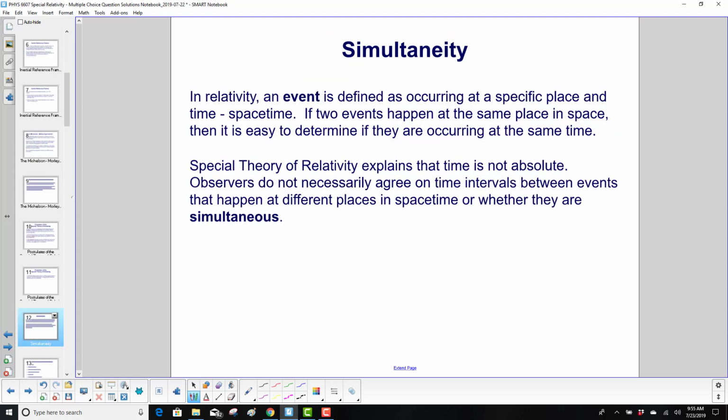Simultaneity. In relativity, an event is defined as occurring at a specific place and a specific time. We call that space-time. If two events happen at the same place in space, then it is easy to determine if they are occurring at the same time. Special theory of relativity explains that time is not absolute. Observers do not necessarily agree on time intervals between events that happen at different places in space-time, or whether they actually occur at the same time, or simultaneous.